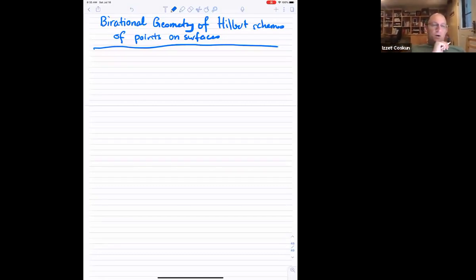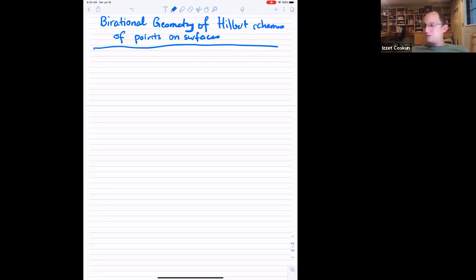So what I want to do today is give a brief introduction to Bridgeland stability and how it connects to the birational geometry of the Hilbert scheme of points on P2 that we've been talking about, and how it allows you to go further for other surfaces and things like that.